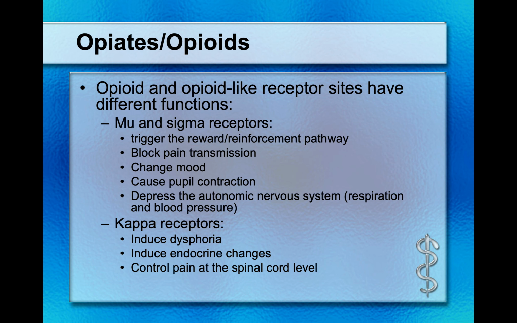Opioid and opioid-like receptor sites have different functions. Mu and sigma receptors trigger the reward reinforcement pathway. They block pain transmission. They change mood. They cause pupil contraction. They depress the autonomic nervous system. They depress the respiration and blood pressure. Now, this can be a good thing. It can be a bad thing.